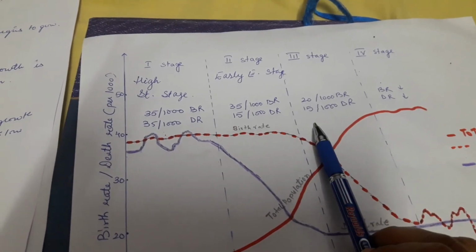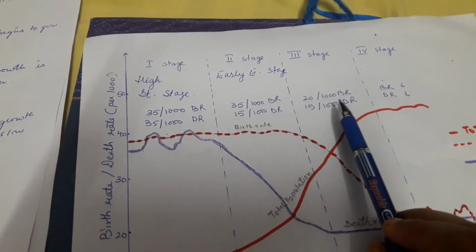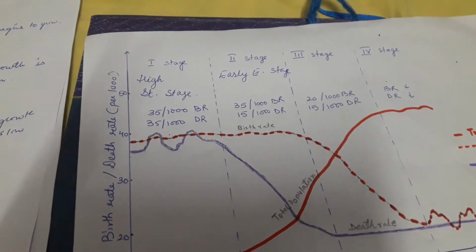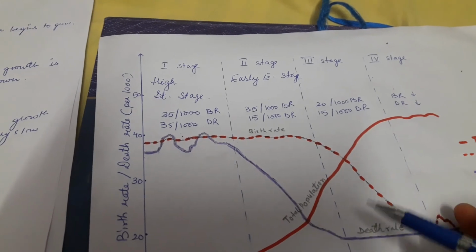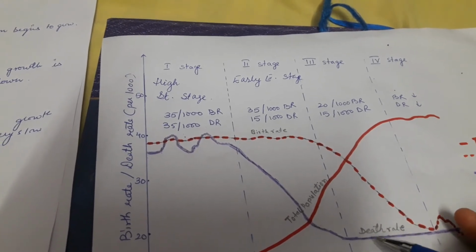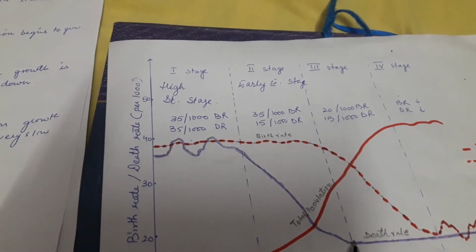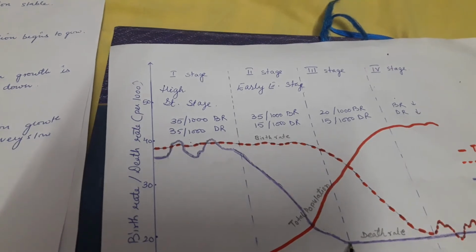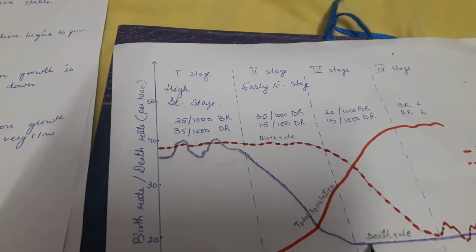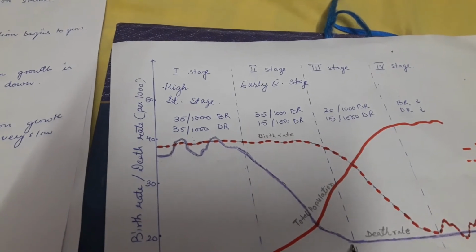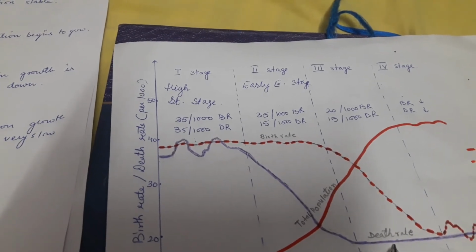Now the third stage. What is the third stage? The third stage shows birth rate and death rate. You can see in the graph that the death rate is coming low. It is around 20 for the birth rate, and the death rate is also around 20 or maybe 15. So this stage is known as the late expanding stage.